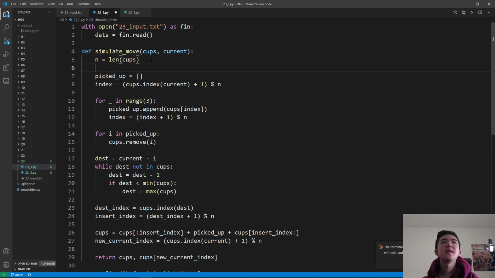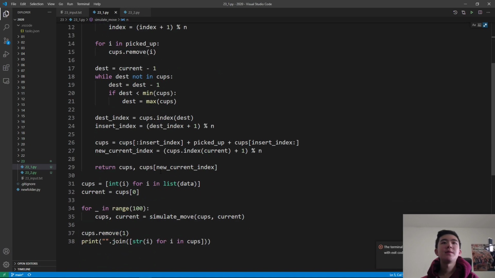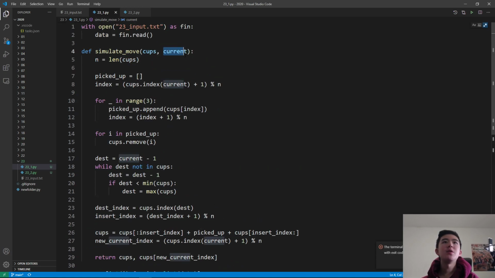So current is an integer, the label of the current cup, and cups is a list. It returns the new order of the cups as well as the new current cup after we do a move, so this just simulates a move. First we define the length of the cups as n, just to make it a little easier to wrap around indices. Next, we want to pick up 3 cups, right?